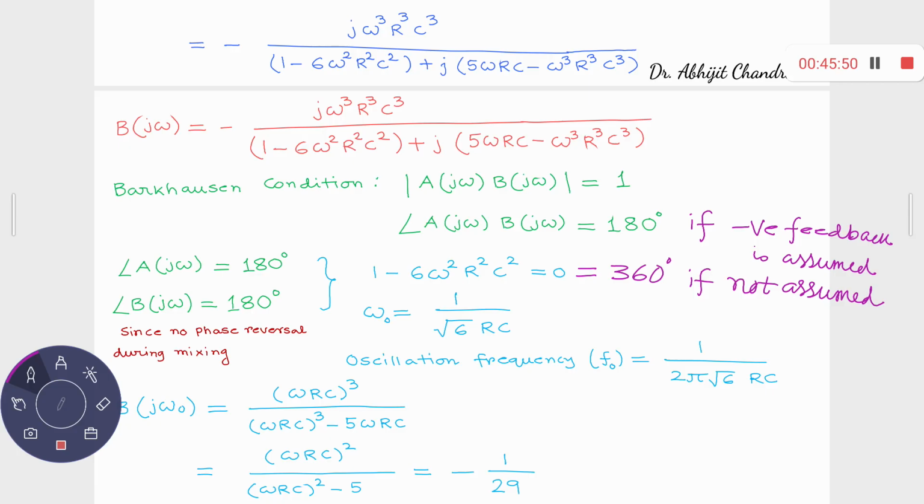Can you get the point? If I consider this one, this is A, this is B, this is the output. So when the signal is traversing through this, we expect that there is no phase reversal, no gain, no attenuation.